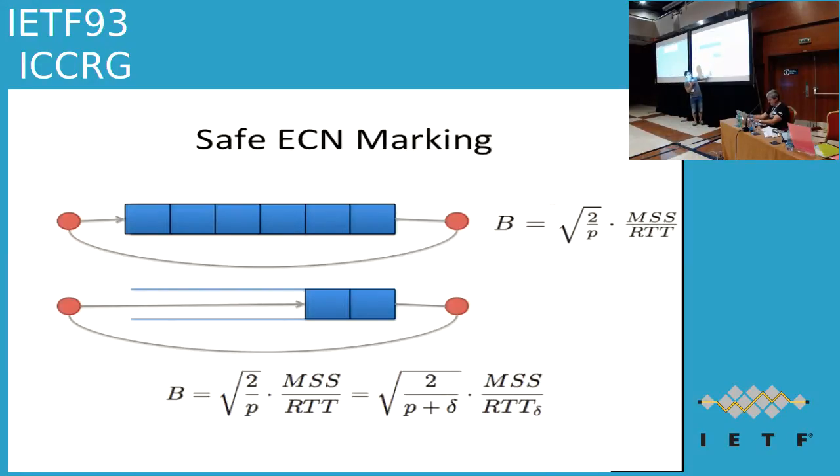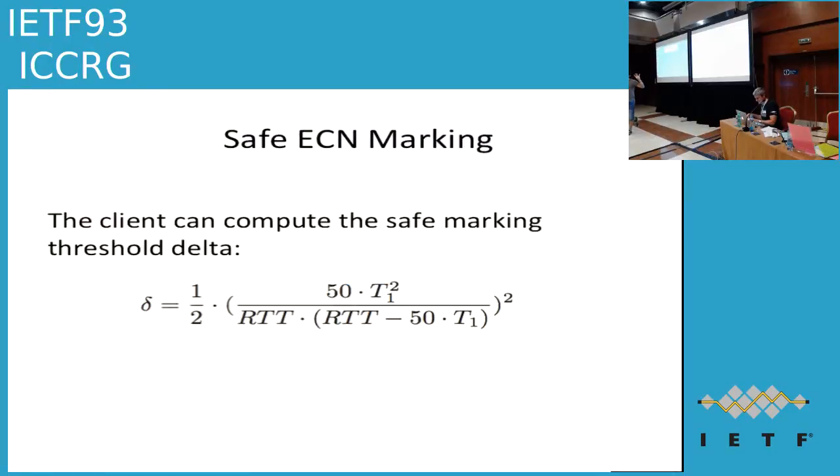This is the throughput estimate before you marked, and this is the throughput estimate after you marked. So basically, you're increasing delta, but the RTT will decrease. Now, it turns out that just by taking this formula, you can actually have a closed form for the delta. So the maximum delta that will give you this property.